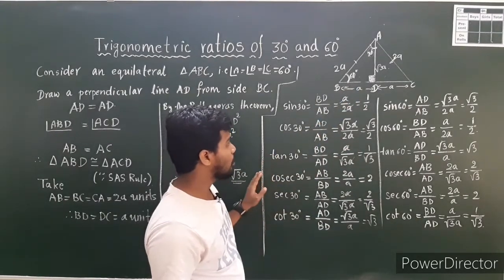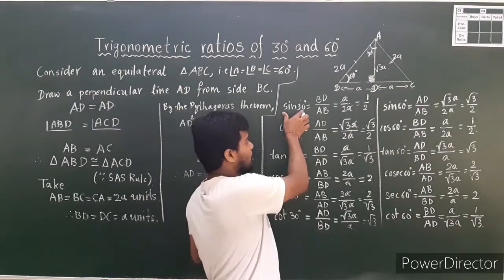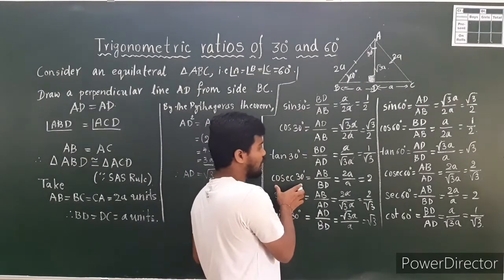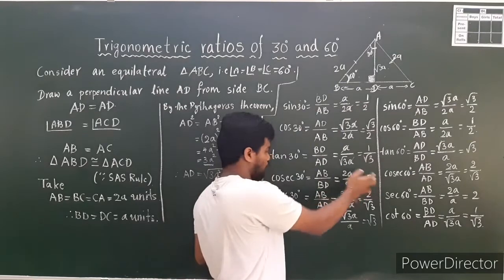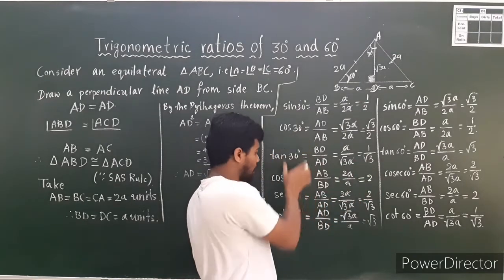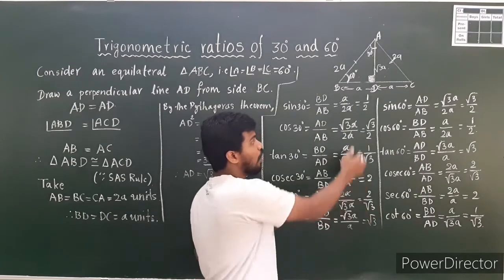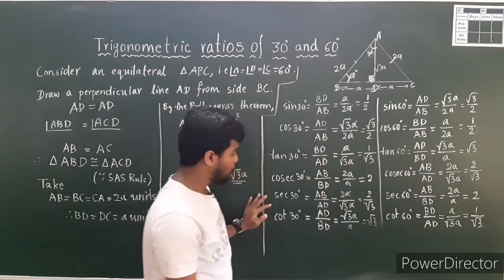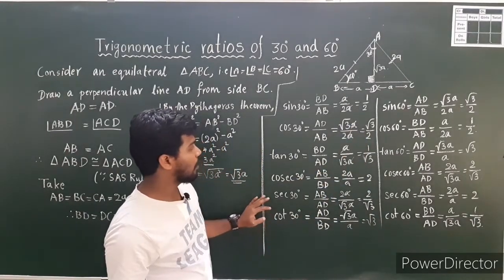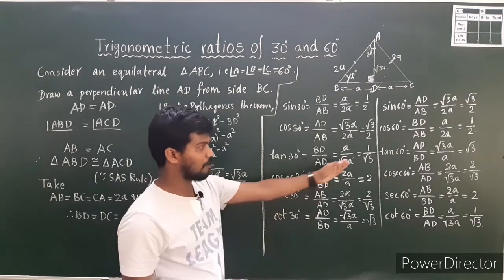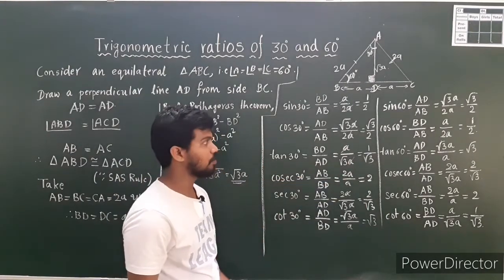So see here, sin 30 is the reciprocal of cosecant 30. You see that 1 by 2 and 2. And cos 30 is the reciprocal of secant 30. That is 2 by root 3, and here you see root 3 by 2. And cot 30 and tan 30, you get 1 by root 3 and root 3.